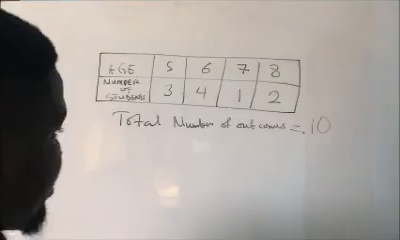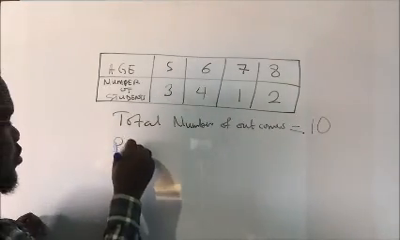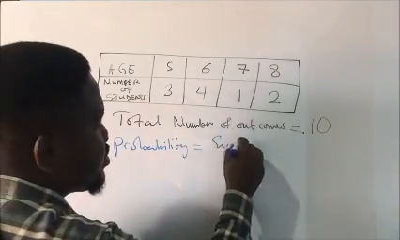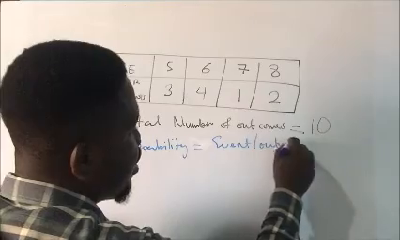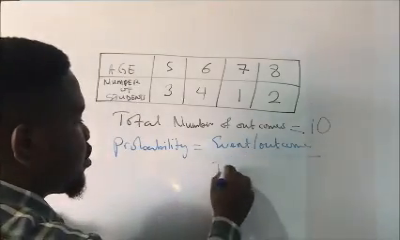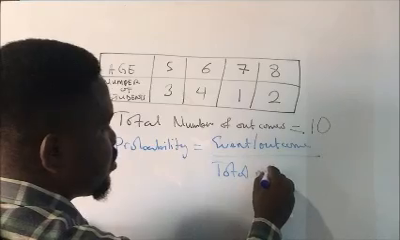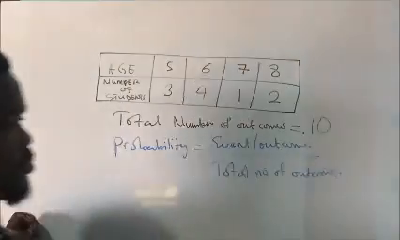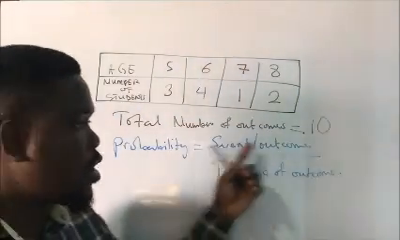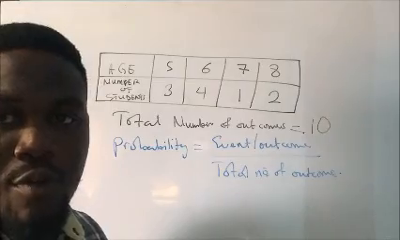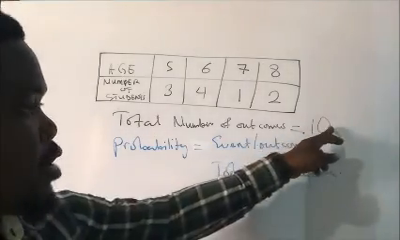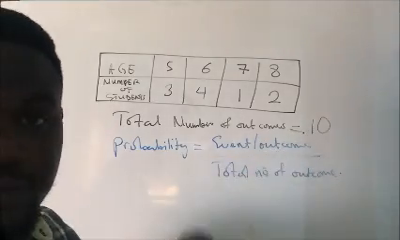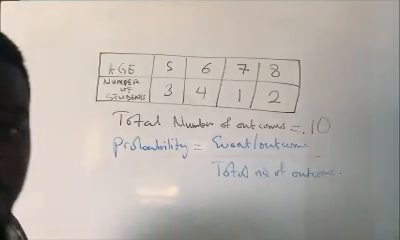Remember, we said probability is event or outcome over total number of outcomes. So now that we have our total number of outcomes, here it will always be 10. Total number of outcomes will always be 10. Let's take a probability question.